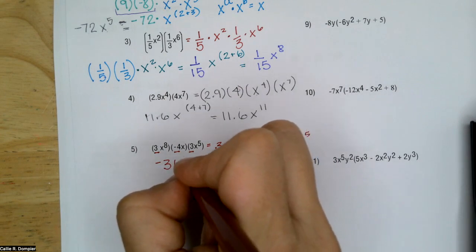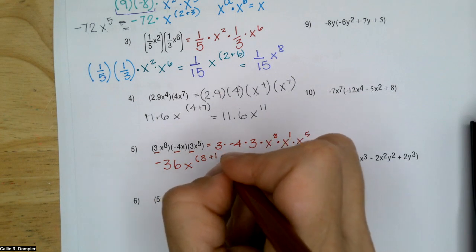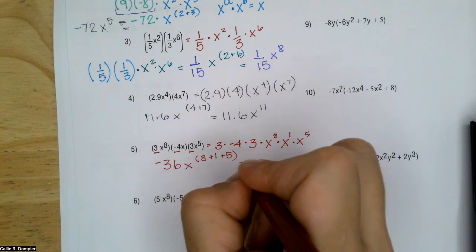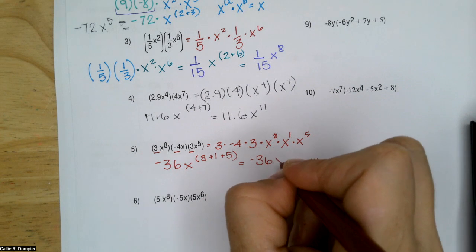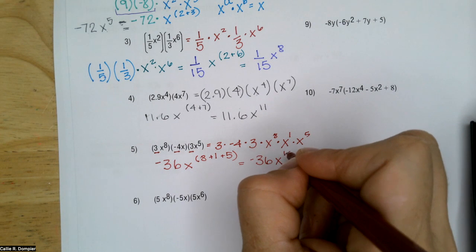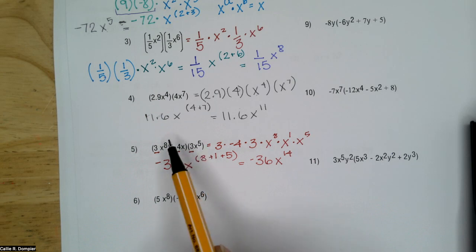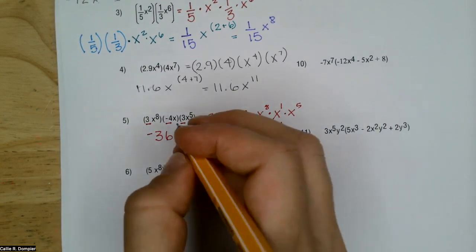And then we have x. We have 8 and, remember this is 1. Don't forget that one. And 5. Negative 36. X to the 8 plus 1 is 9. Plus 5 is 14. Doing a lot of counting on my fingers today. So we have negative 36x to the 14th. Does that make sense? Well, we have a positive, a negative, and a positive, so it should be a negative. And then we have x to the 8th, x to the power of 1, and x to the power of 5. 8 and 1 and 5 is 14. So yeah, it's looking like it's making sense. That fits, okay?